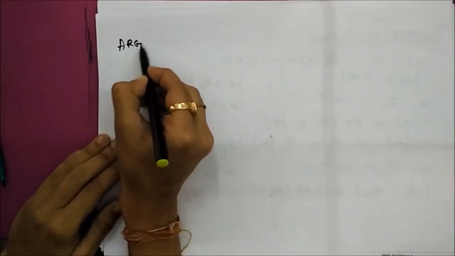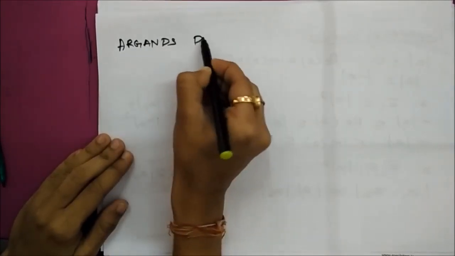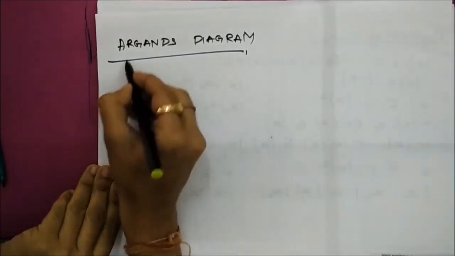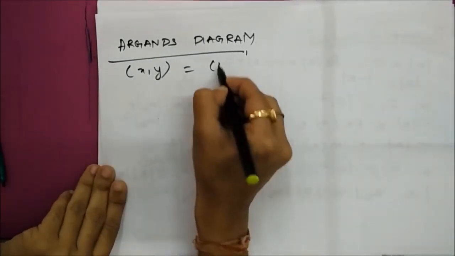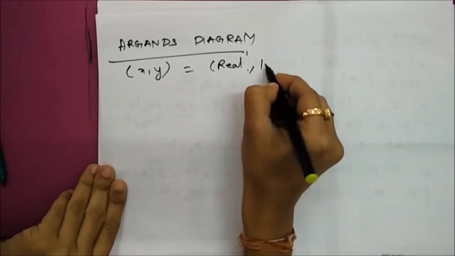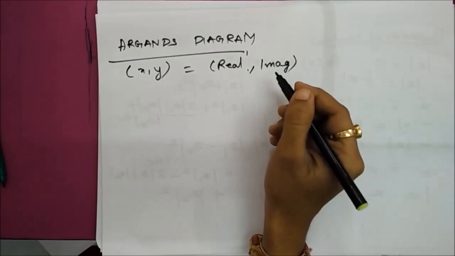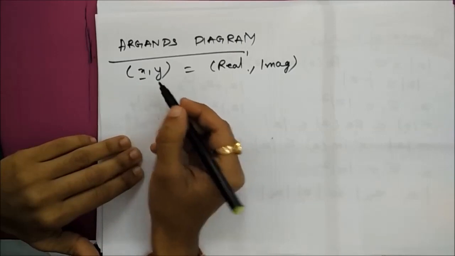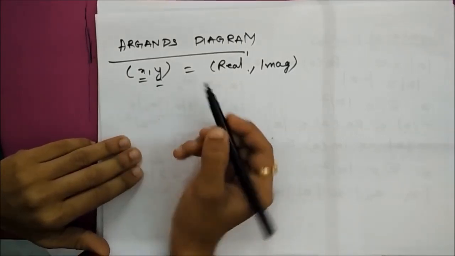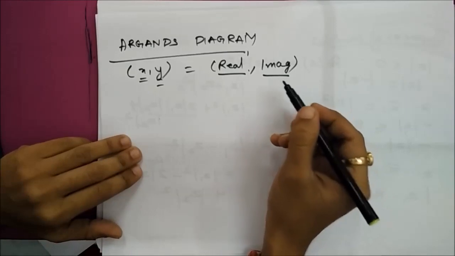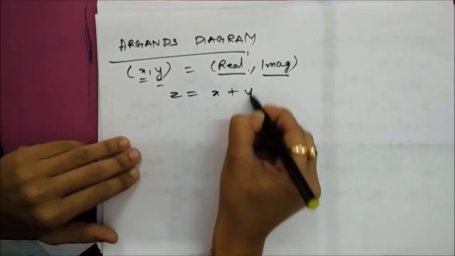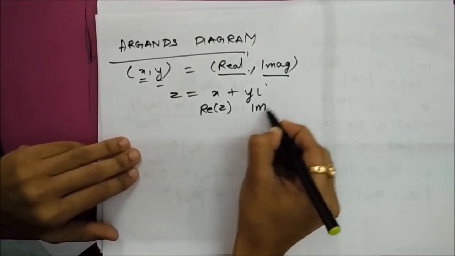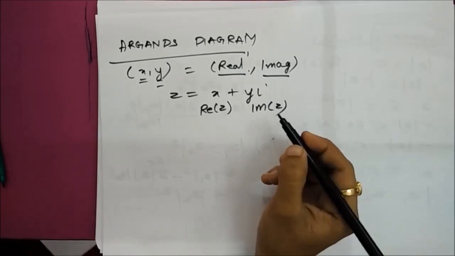Next, Argand diagram. Here, when we have 2 points, that is x and y, x represents the real part and y represents the imaginary part of the number. So, if I am denoting the first one on the x-axis and the second one on the y-axis, this will be real and this will be imaginary. So, it will be in the form of x plus iy, where x is representing the real part and y is representing the imaginary part.